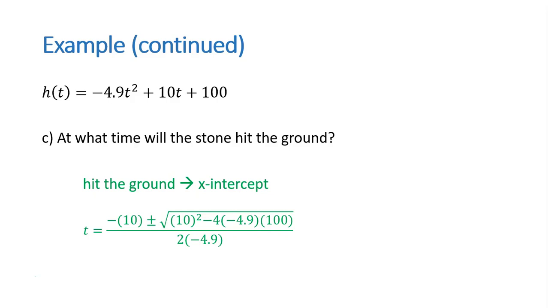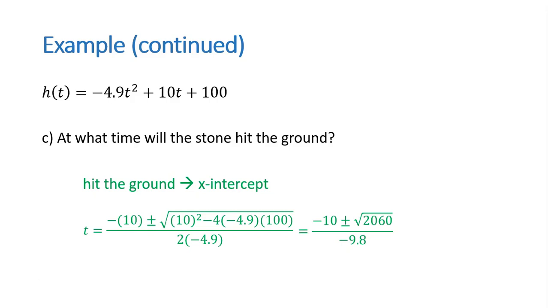Now keep in mind, we're just going to approximate here. If we're in a real world situation, we're not looking for an exact answer, we're looking for a reasonable approximation. So if we simplify this down, negative 10 plus or minus the square root of 2060 divided by negative 9.8. Again, these are two numbers, so plus gives us one number, minus gives us another number.